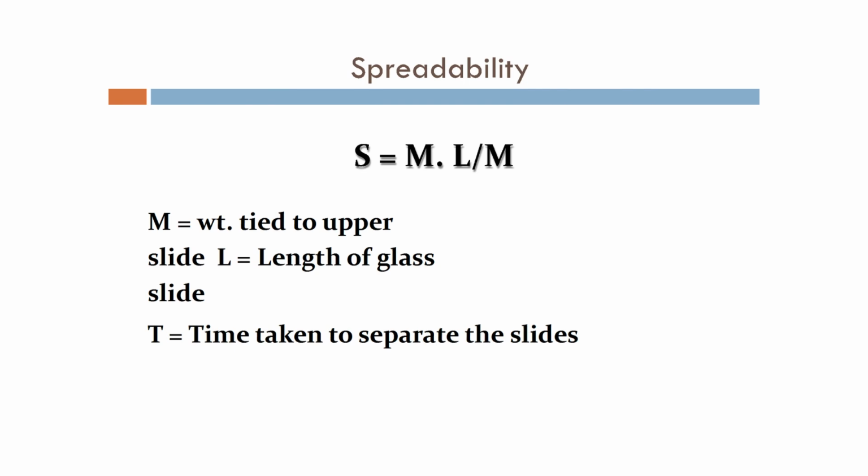Imagine a simple test, where a weight, let's call it M, is tied to an upper glass slide. The gel is placed between this slide and a lower fixed slide. L is the length of the glass slide that the gel spreads over, and T is the time taken to separate the slides completely. These factors help us measure how easily a gel can be spread on the skin.